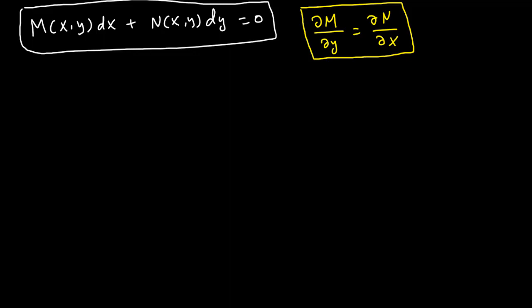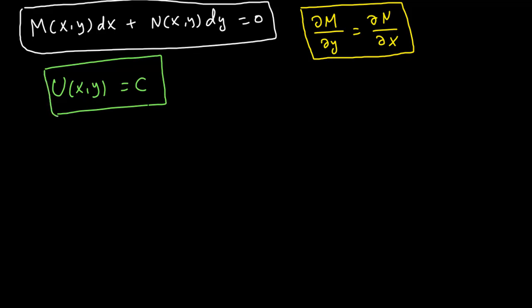And if we have this property, we will have a very important conclusion: the solution of the differential equation is guaranteed and takes this form, u of x and y equal to c. So we are pretty sure that we can find a solution for the differential equation in this form. This is the importance of this property. So what is the meaning of this exactness property? It means that the differential equation that we have here represents an exact differentiation of some function u of x and y, and that's why we say that the solution is guaranteed.